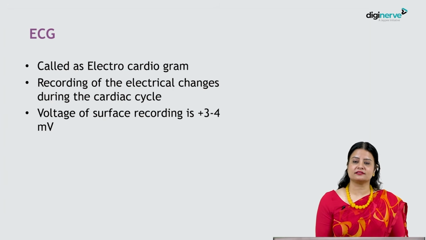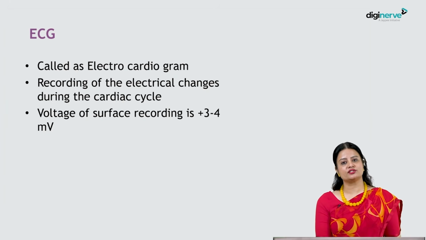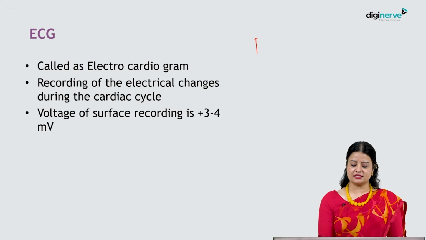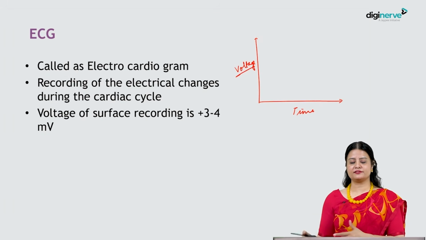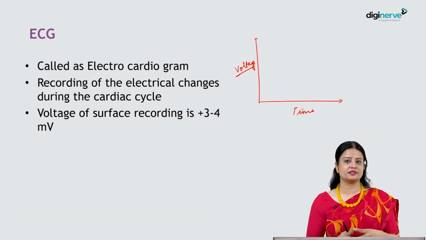Since it's a surface recording, the maximum voltage achieved is plus 3 to 4 millivolts. So in ECG, you all must keep in note that it is nothing but a voltage time graph, and we'll just see in a couple of slides how this ECG paper is calibrated.